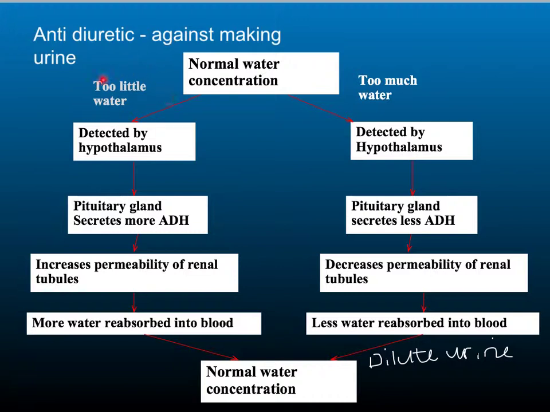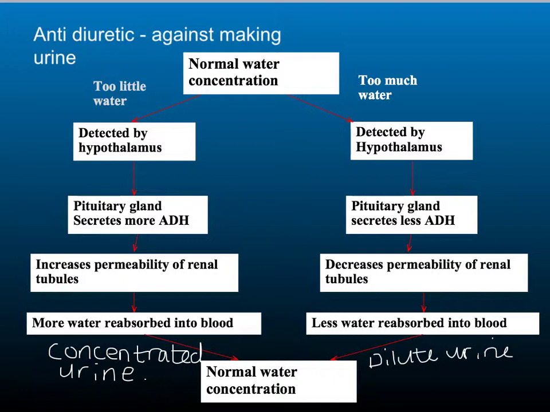Conversely, if you've got too little water in your blood, again detected by the hypothalamus, the pituitary gland will secrete more ADH. This will increase the permeability of renal tubules and more water will be reabsorbed into the blood, so you will get very concentrated urine. So if you're secreting more ADH, you're against making urine, so we can see that we're going to get less urine made in this situation. And when this happens, the water concentration of the blood will return to normal. This entire process is an example of negative feedback.